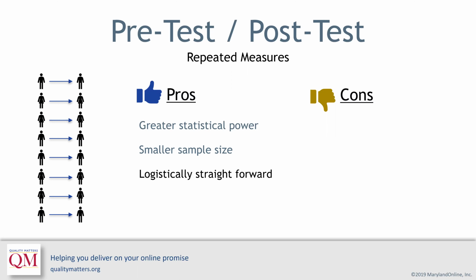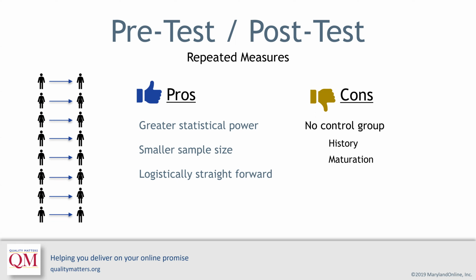For the cons, one of the biggest criticisms with the basic pre-test, post-test design is the lack of a control group. With no control group, you can't conclude that your intervention is what caused any changes. History and maturation are two threats to validity because of this.